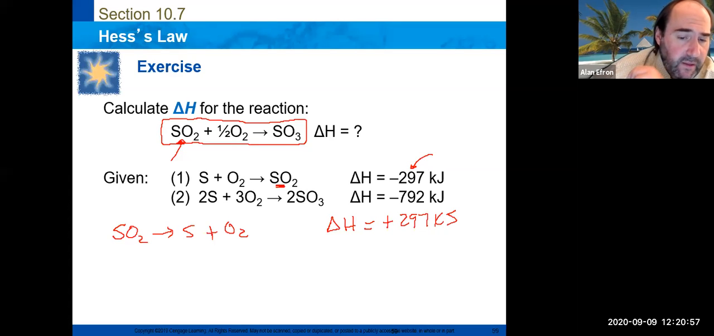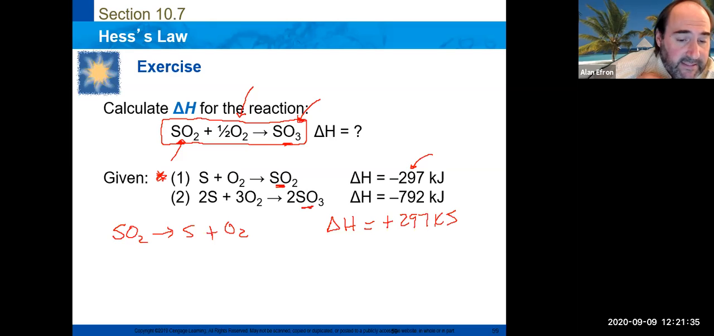Now, when we look at what's left of our equation that we're trying to find, we've already used the first equation here. So that's going to leave us the second equation to work with. We have O2, and it is on the left, and I do see O2 on the left, so that's okay. But more importantly, I see SO3, and SO3 is also on the right on both sides, which is good. The difference, though, is in our desired equation, we have only one of the SO3s. In the equation that was given to us, we have two of the SO3s.